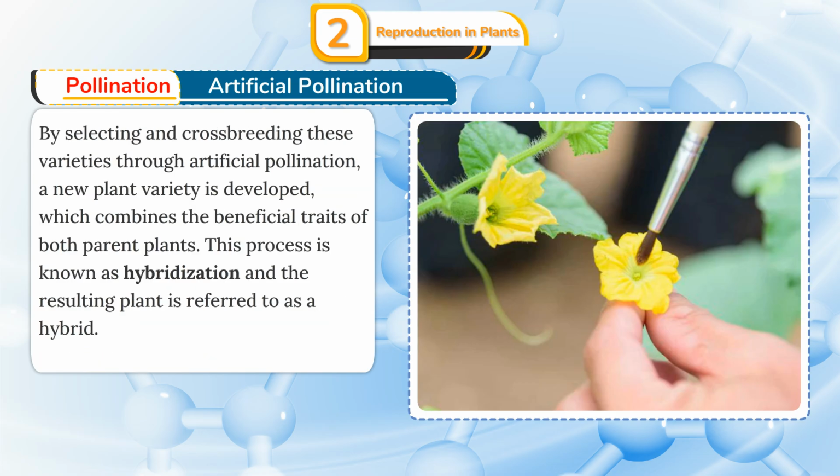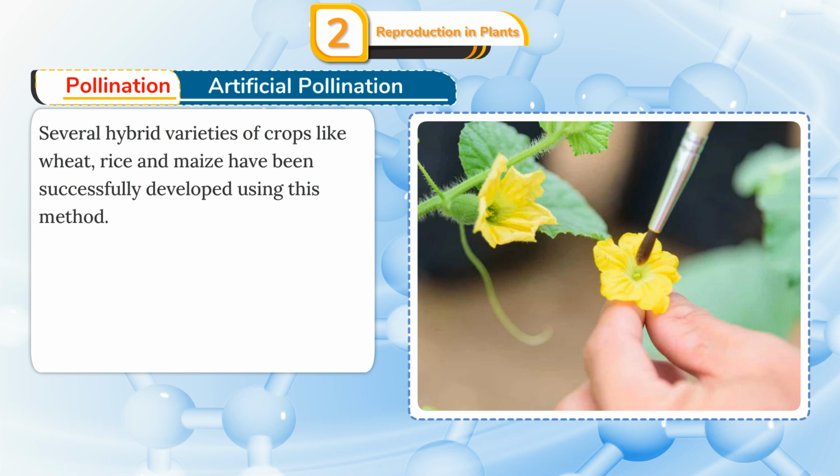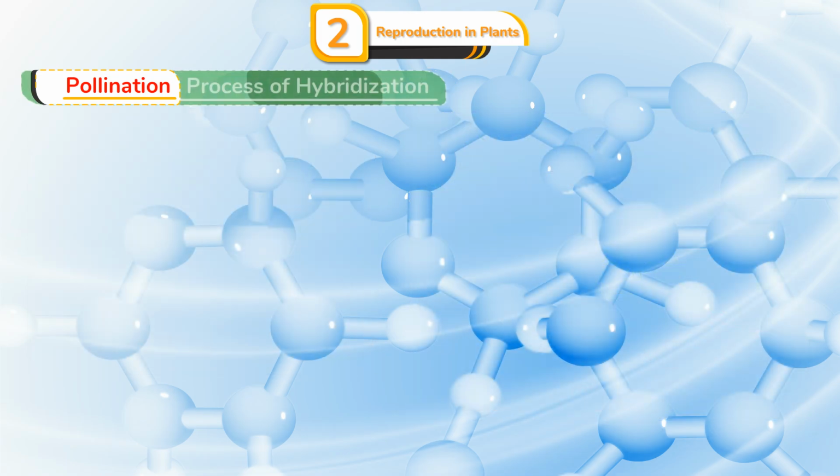By selecting and crossbreeding these varieties through artificial pollination, a new plant variety is developed, which combines the beneficial traits of both parent plants. This process is known as hybridization, and the resulting plant is referred to as a hybrid. Several hybrid varieties of crops like wheat, rice, and maize have been successfully developed using this method.